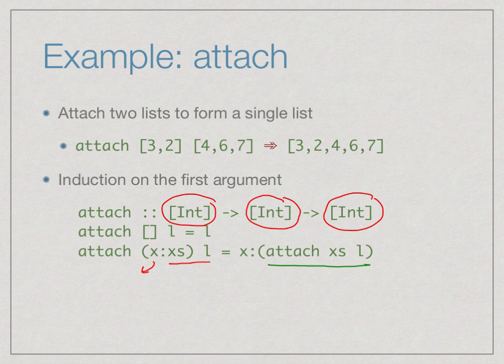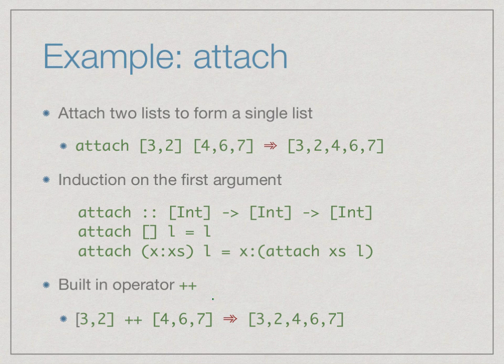So of course this is an extremely useful function. So it turns out that Haskell has a built-in operator ++, which does precisely this. So [3, 2] ++ [4, 6, 7] gives us [3, 2, 4, 6, 7].